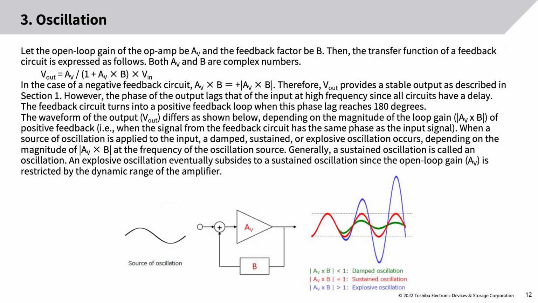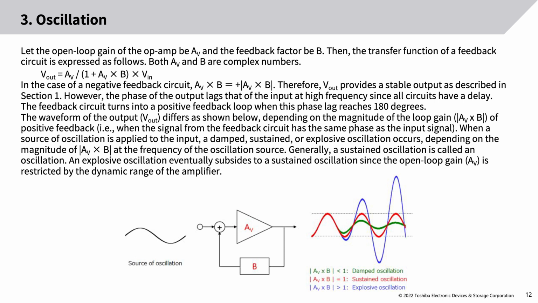Let the open loop gain of the op-amp be AV and the feedback factor be B. Then, the transfer function of a feedback circuit is expressed as follows. Both AV and B are complex numbers. In the case of a negative feedback circuit, the following relation holds. Therefore, Vout provides a stable output as described in section 1. However, the phase of the output lags that of the input at high frequency since all circuits have a delay. The feedback circuit turns into a positive feedback loop when this phase lag reaches 180 degrees.